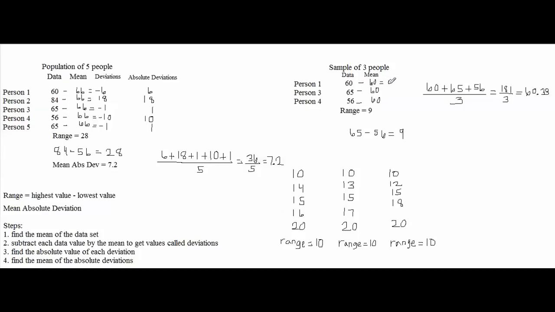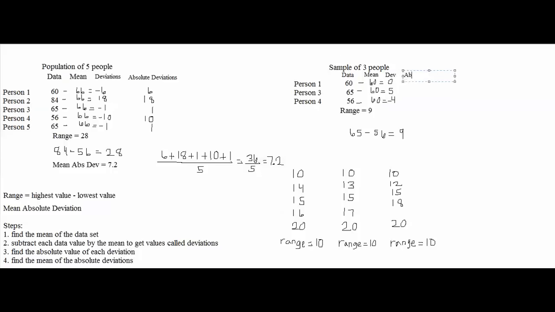60 minus 60 is 0. 65 minus 60 is 5. And 56 minus 60 is negative 4. These are our deviations. I'll just write DEV. That finishes step 2. Now we need to do step 3, which is finding the absolute value of each deviation.